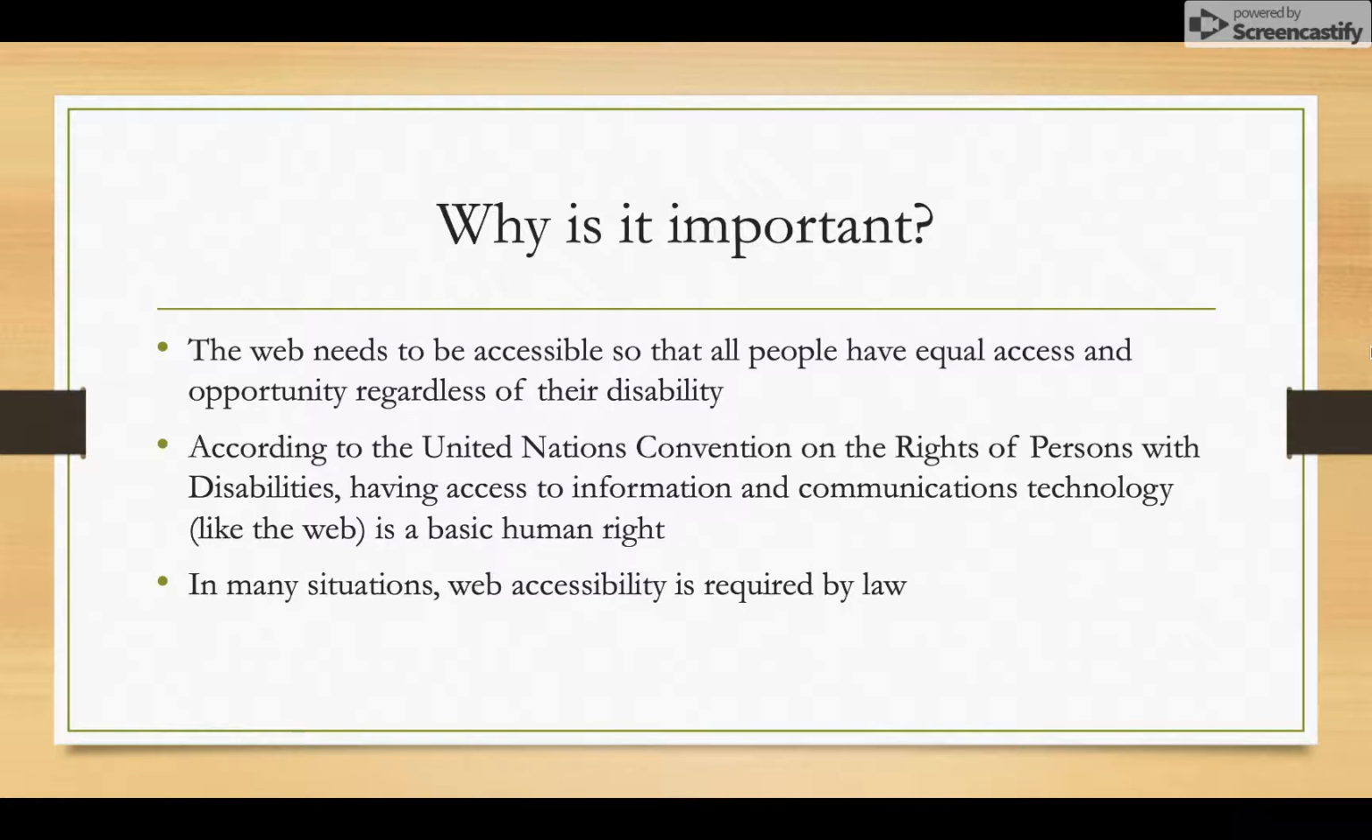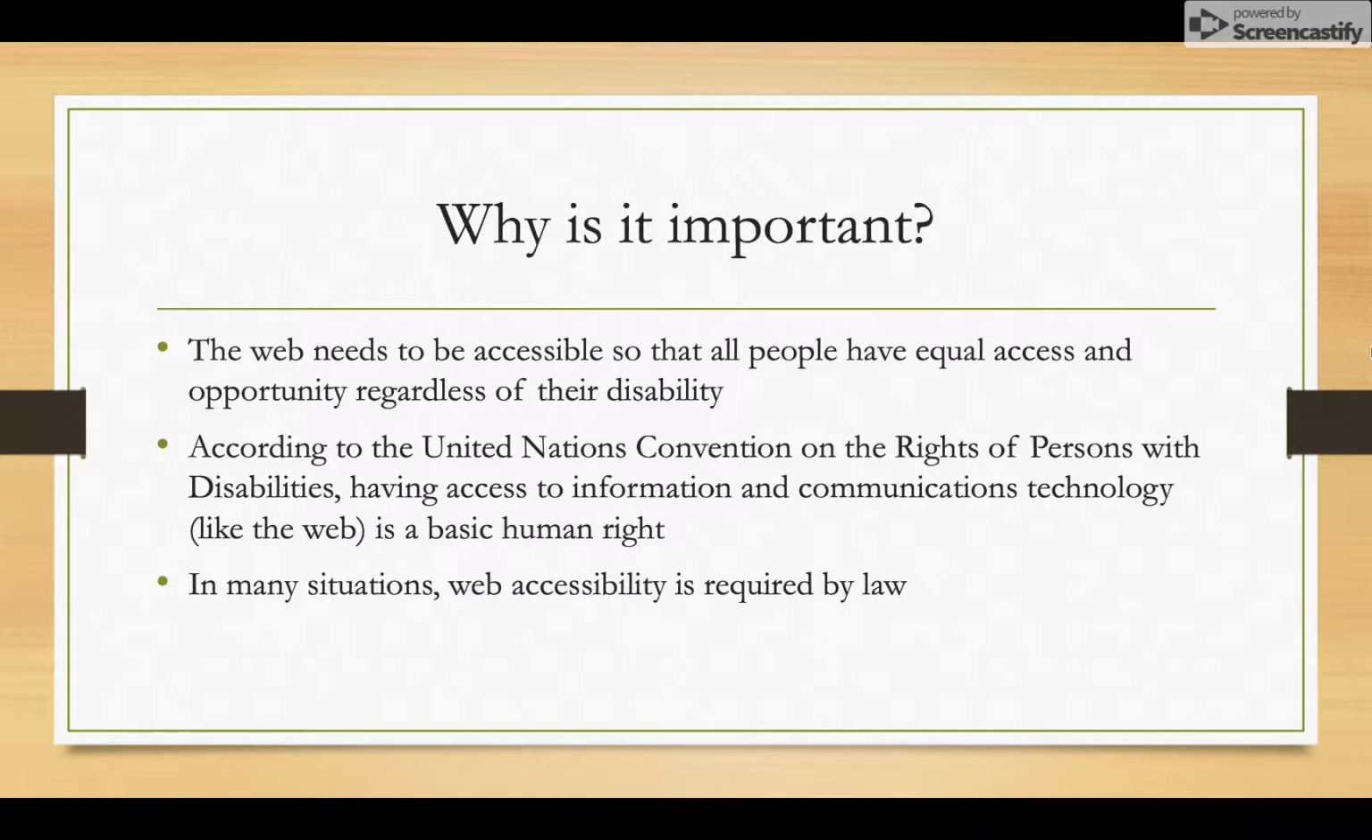So, why is this even important? It's important because the web needs to be accessible so that all people have equal access and equal opportunity to use the web, regardless of their disability. According to the United Nations Convention on the Rights of Persons with Disabilities, having access to information and communications technology like the web is a basic human right. It's a human right of all humans, no matter what their disability is.